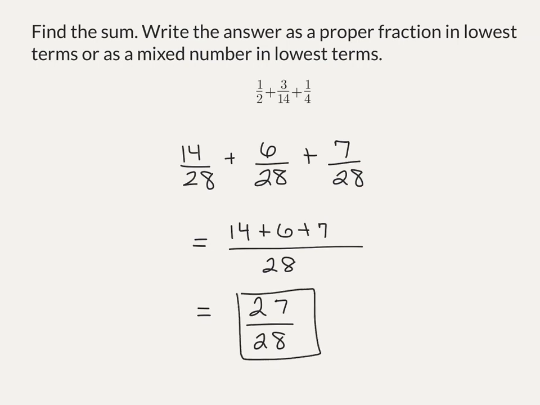And this is my final answer because 27 over 28 cannot be reduced to lowest terms. This is as low as this fraction can go. So 27 over 28 is my final answer.